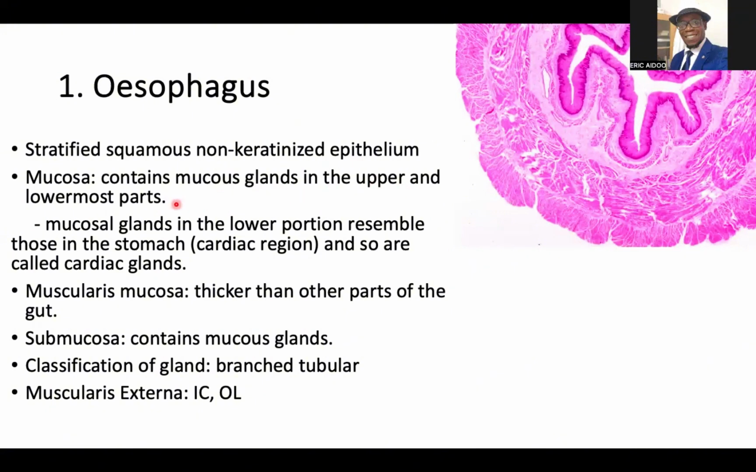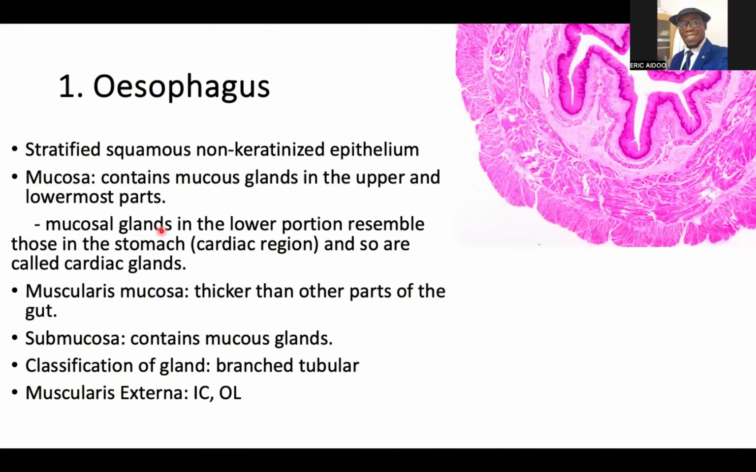Remember I said the esophagus can be divided into three major parts: the upper one third, the middle one third, and then the lower one third. So we are saying that the mucosa contains mucous glands, which are usually located at the upper and then the lower portion, so the upper one third and then the lower one third. These are mucous glands which will secrete mucus. So remember that you have mucous glands in the mucosa of the esophagus.